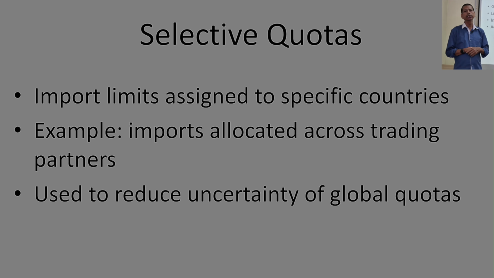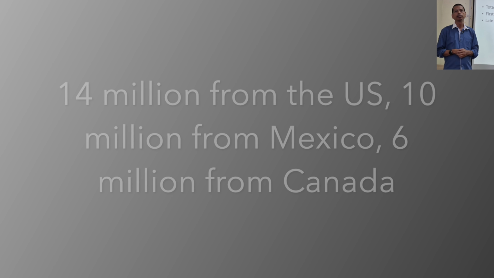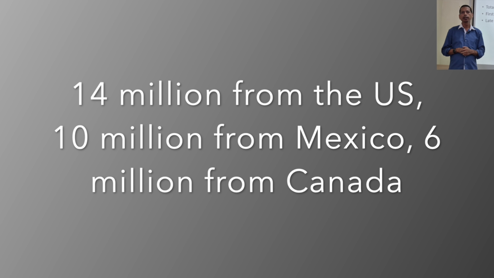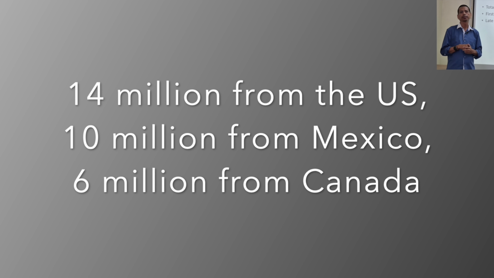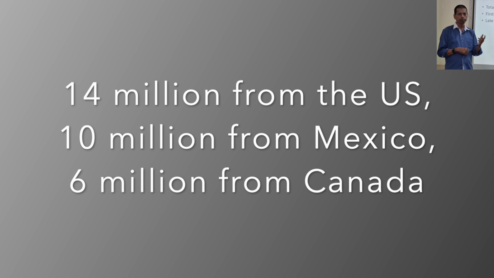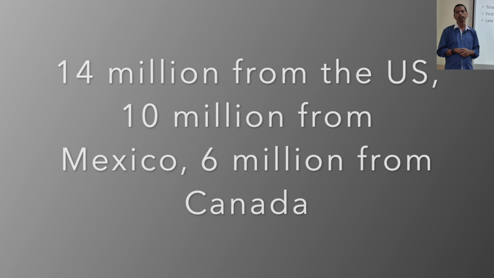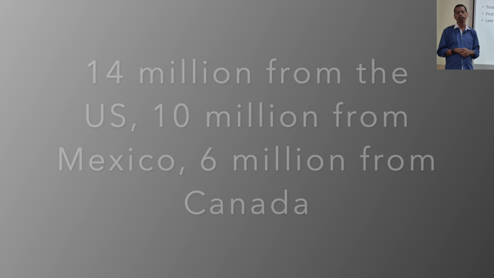To reduce these issues, many governments use selective quotas. A selective quota assigns specific import limits to particular countries. For example, 14 million apples from one country, 10 million from another, 6 million from another. Once the quota of each country is filled, imports from that country stop.